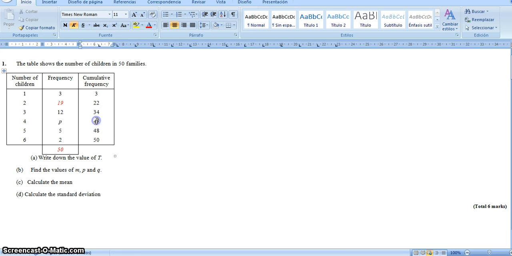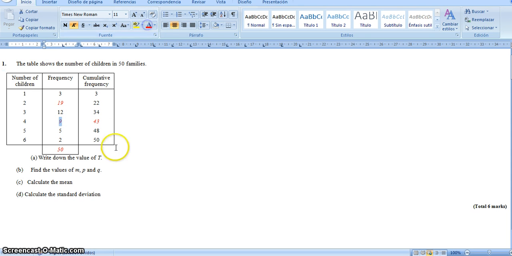Okay, and now we are ready to find p. Look, here we have that 34 plus p was 43. So obviously p equals 43 minus 34, or 9. Okay, so p is 9.